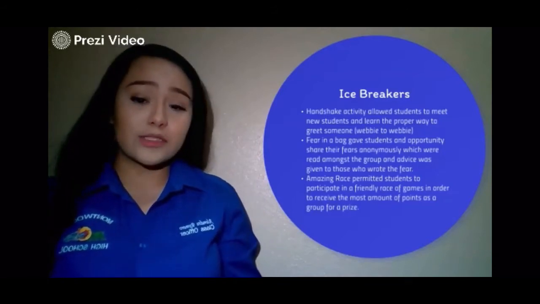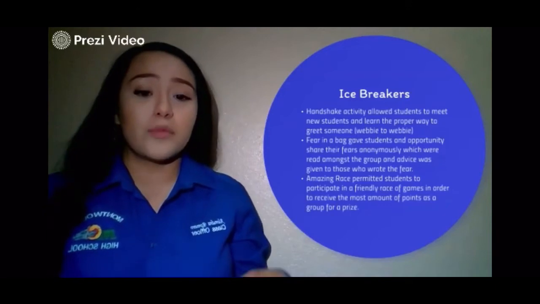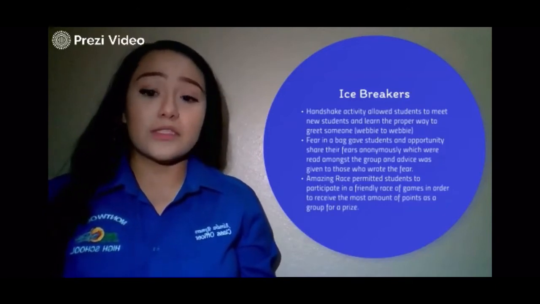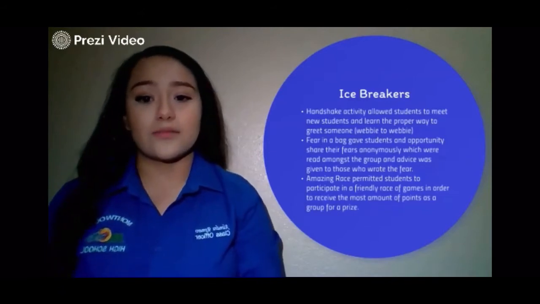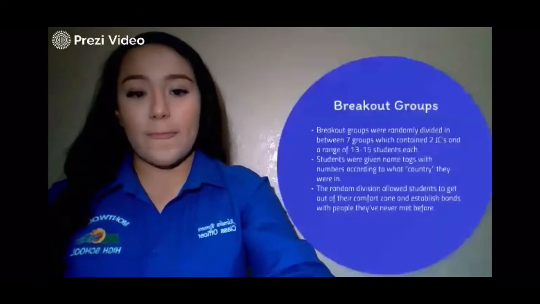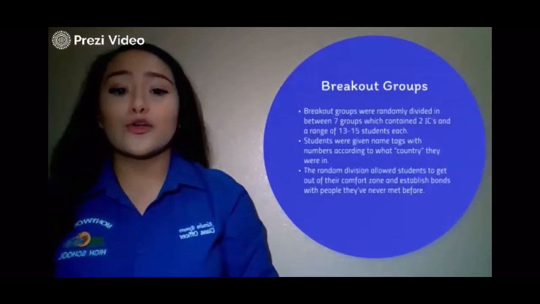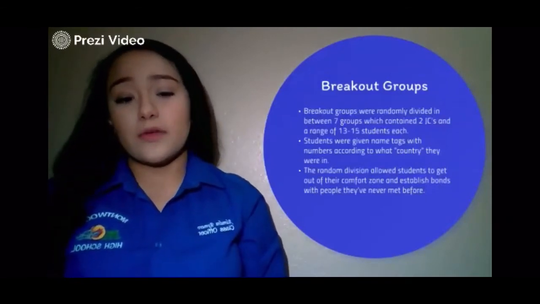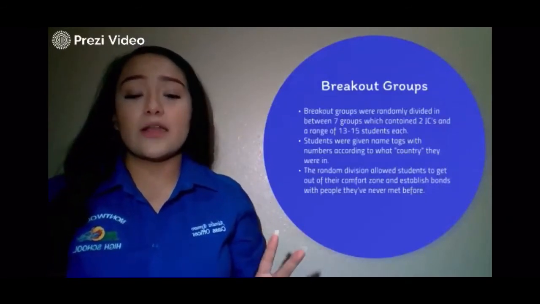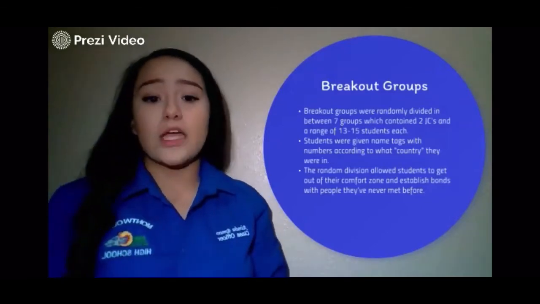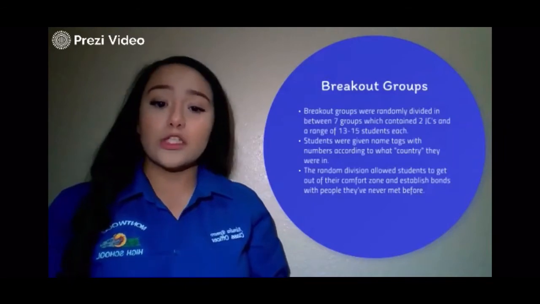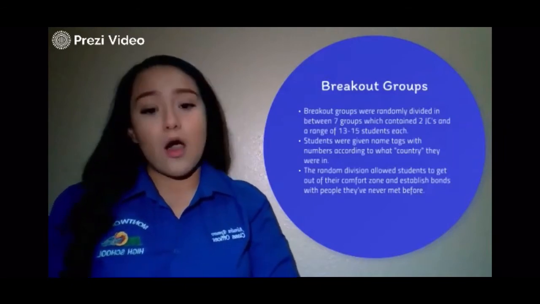This allowed students to get out of their comfort zone, participate in games that they've never seen before in their organizations, and be able to take this back to their organizations. Breakout groups. Breakout groups were randomly divided in between 7 groups, which contained 2 JCs and a range of 13 to 15 students each. Students were given name tags with numbers according to what country they were in, which was our theme, all around the world.